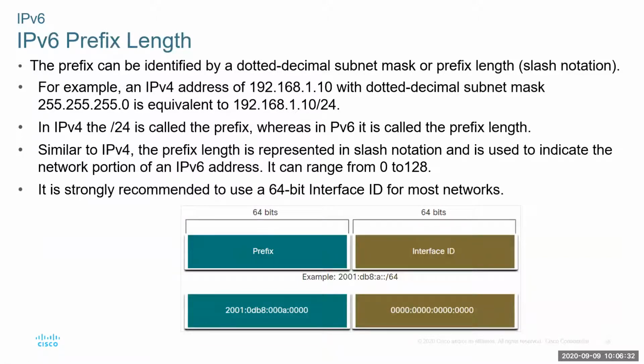All right, so for example, in IPv4, the address space that you see here, 192.168.1.10, is the dotted decimal with a subnet mask of 255.255.255.0, usually indicated like this: 192.168.1.10/24. This /24 is called a prefix, where in IPv6 it's referred to as the prefix length. Similar to IPv4, that length is represented with a slash notation and is used to indicate the network portion, which can range anywhere from 0 to 128. It's strongly recommended to use a 64-bit prefix on most networks. That's Cisco pushing a little harder on IPv6.